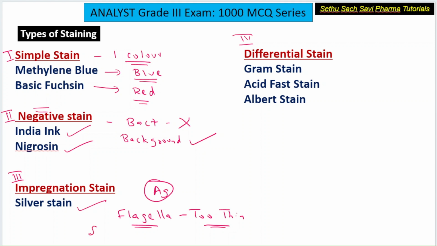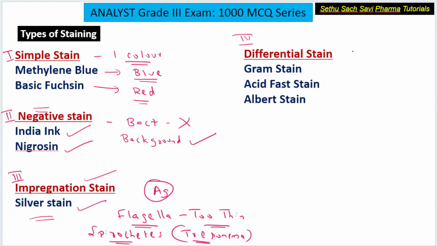One more example is spirochetes. You know that the Treponema group has very thin structures. So you need to impregnate with silver, and then examine under the microscope. Silver staining is an example of impregnation staining, where the bacterial structure will be thickened using silver.